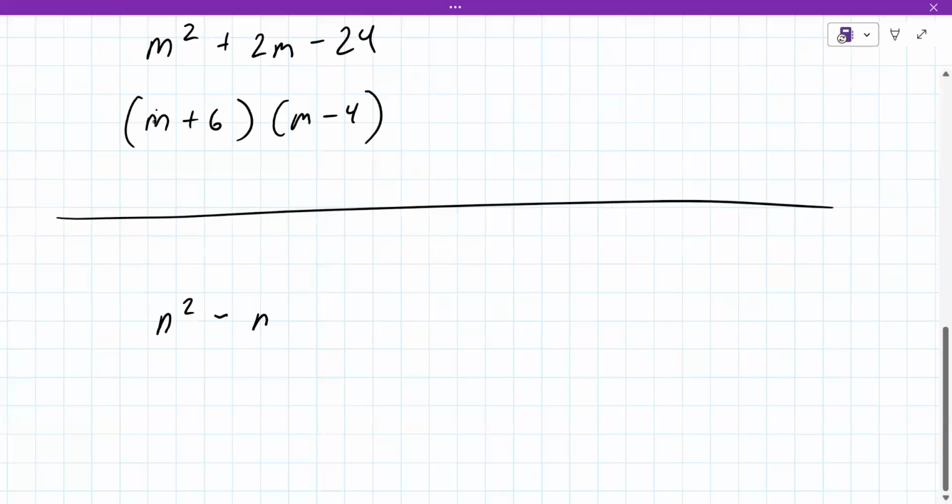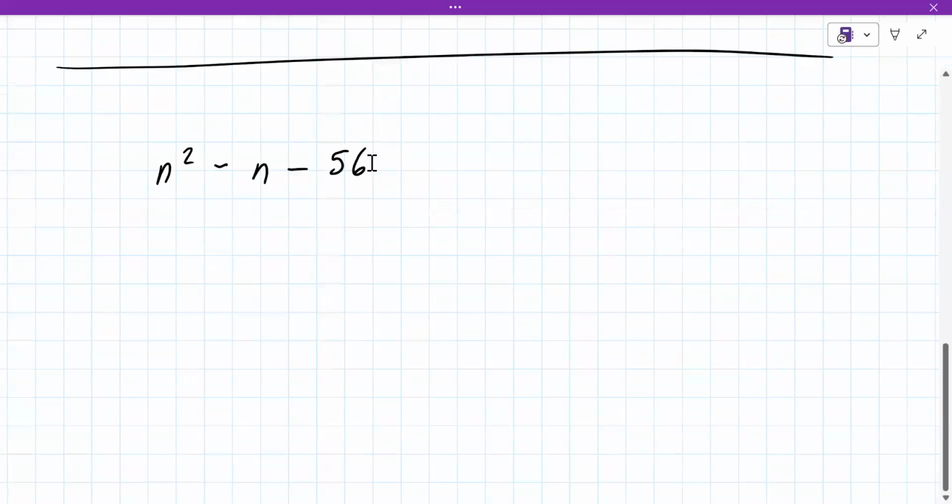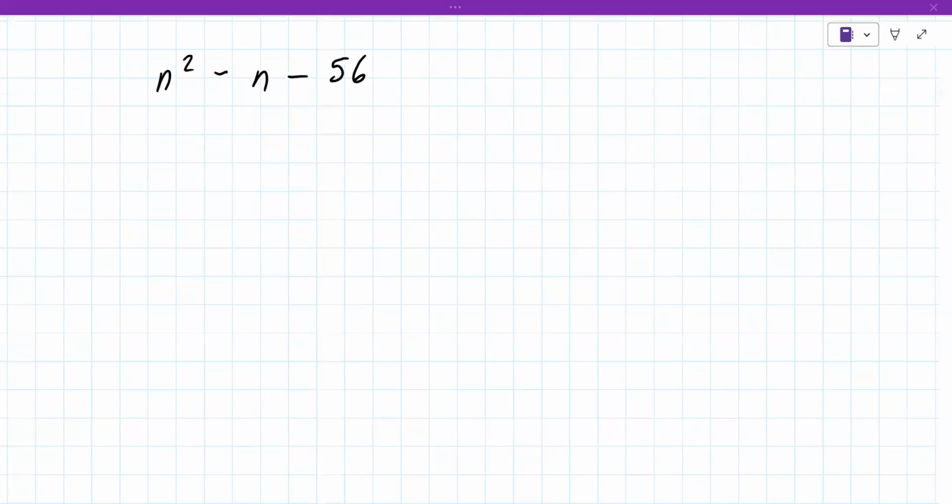I'll just switch up the letters again. You try this one for us, please. Divided by, let's see, 56 divided by x. Oh, sorry. N plus a, n minus 7. Like this. Yep. All right.